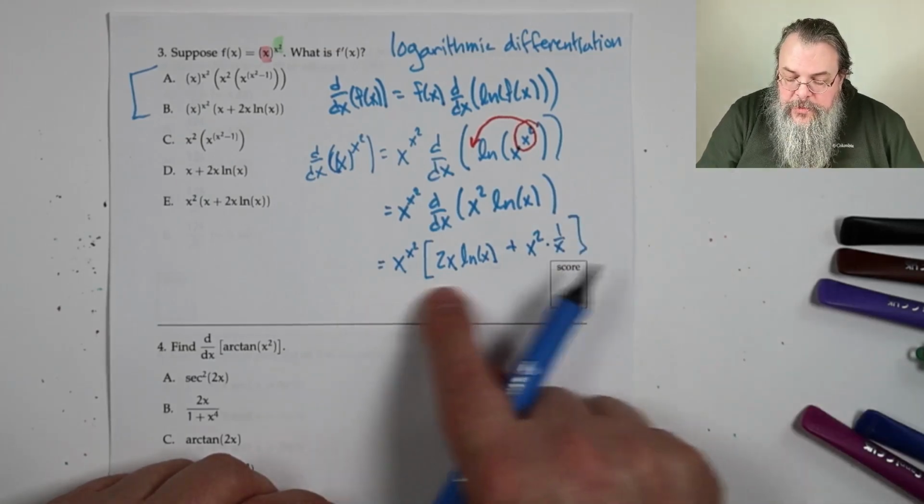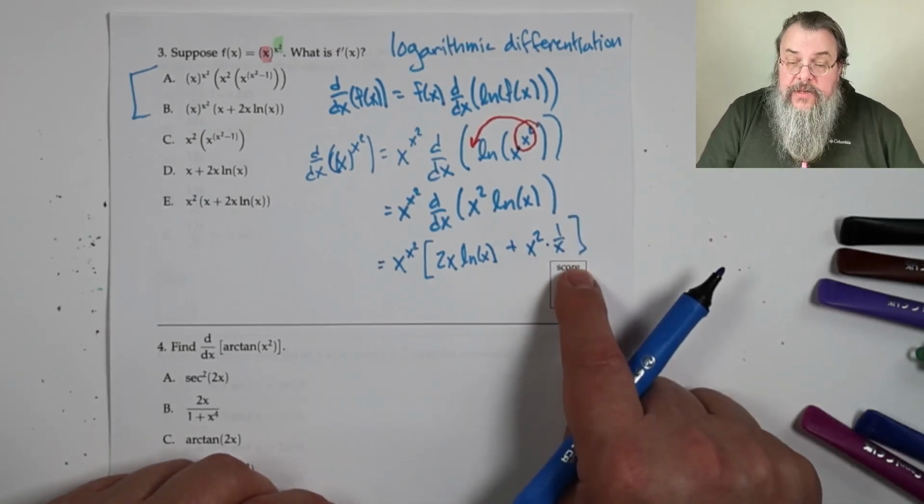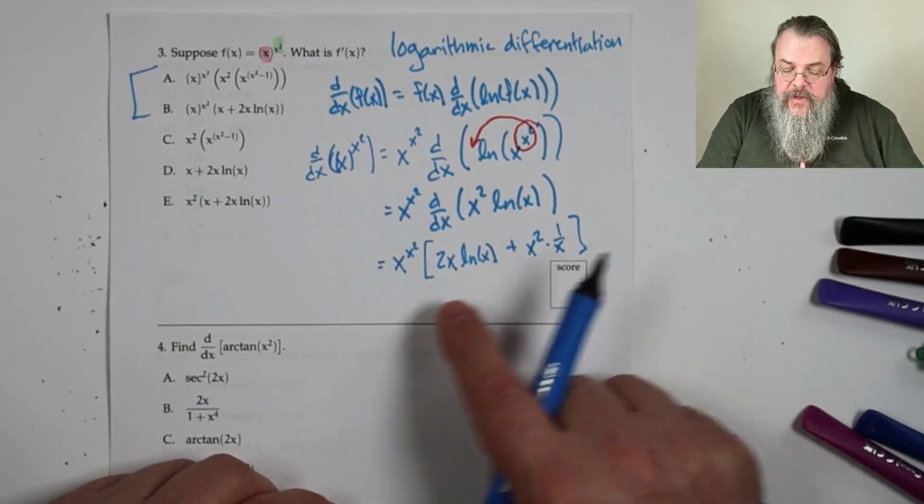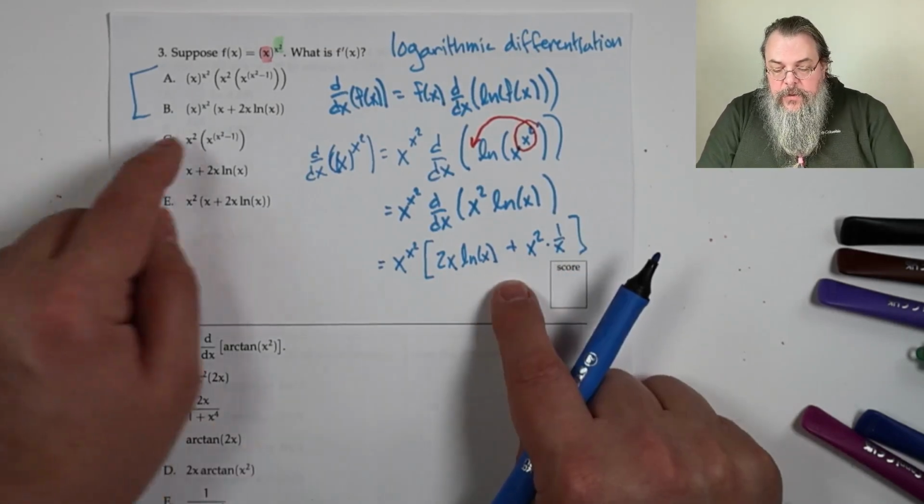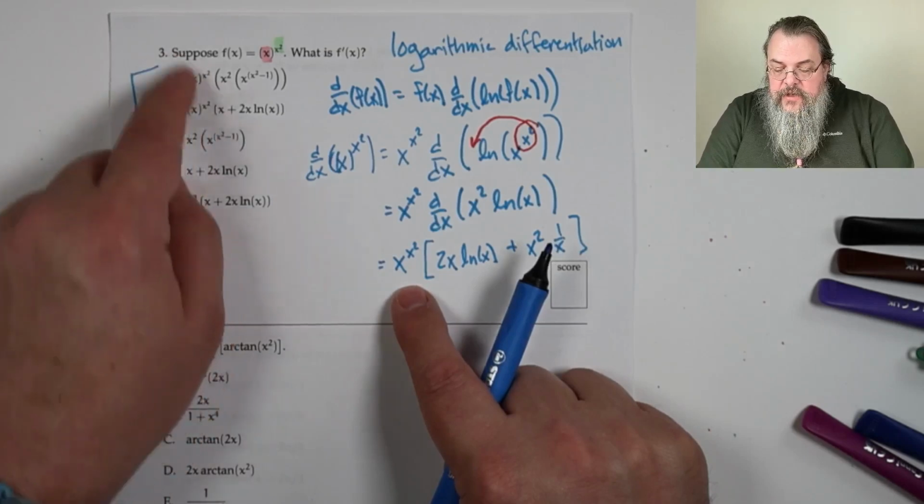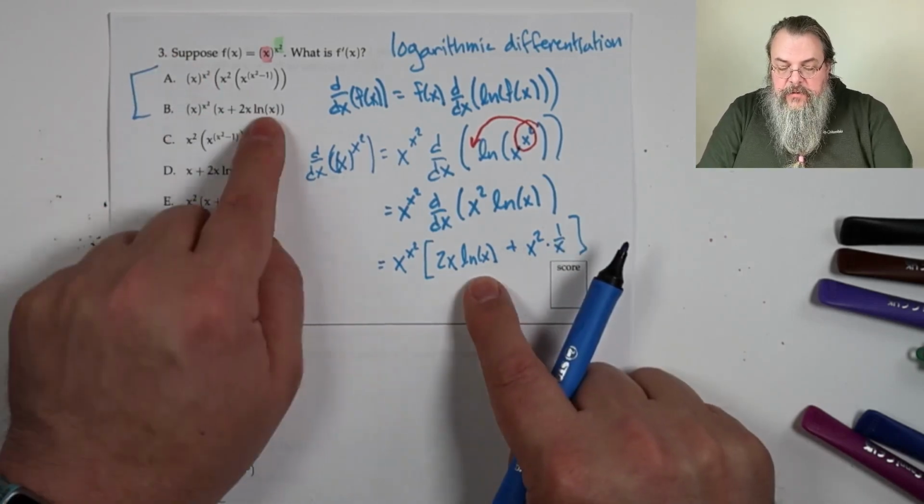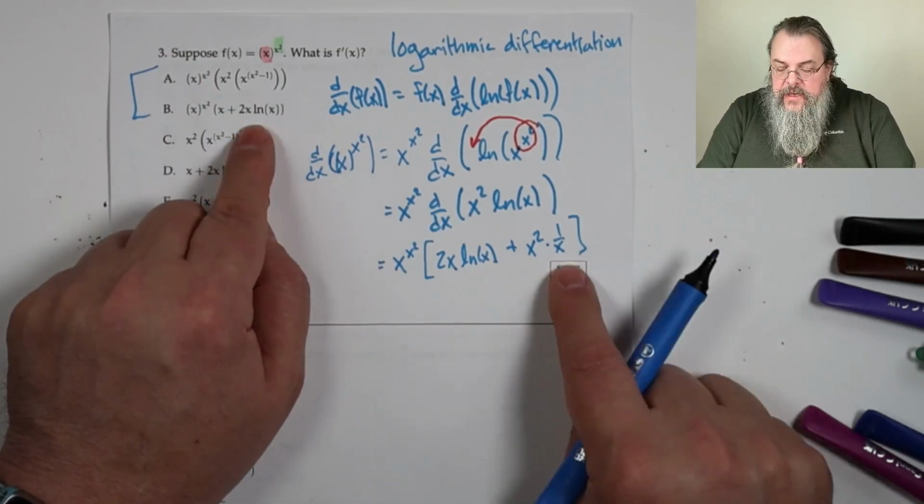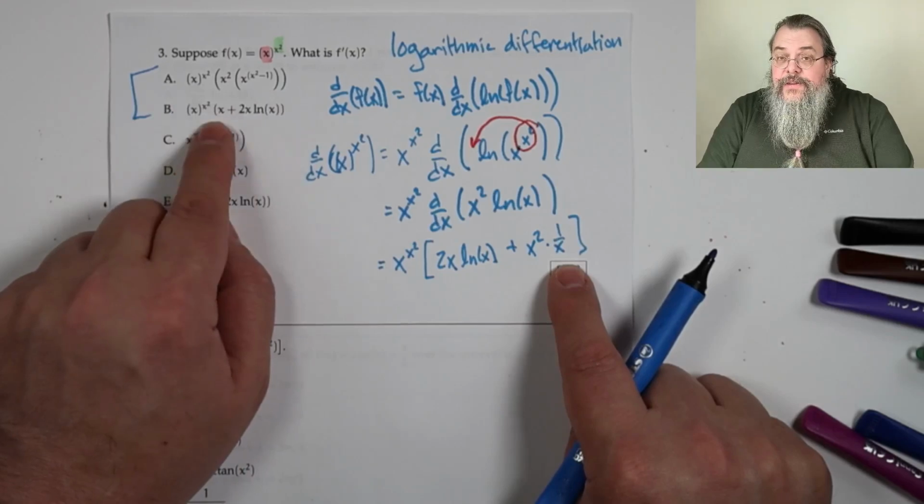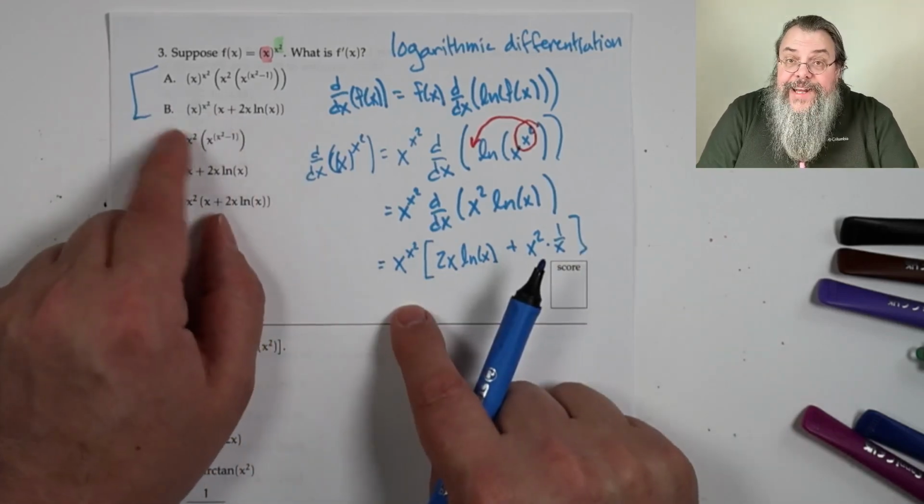Okay, so this is a way to write the answer. So we start saying, well, does anything have all these pieces? We already mentioned the x to the x squared, good. And I say 2x log x, well, that's a 2x log x. And x squared times 1 over x is x. So good, so this is the right answer.